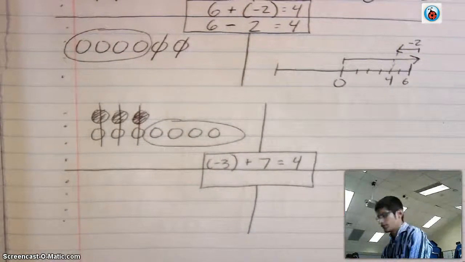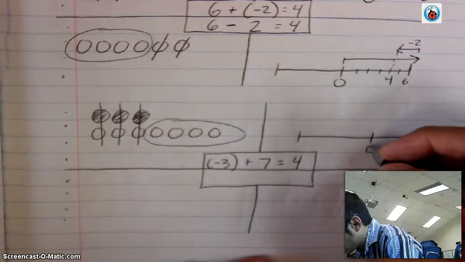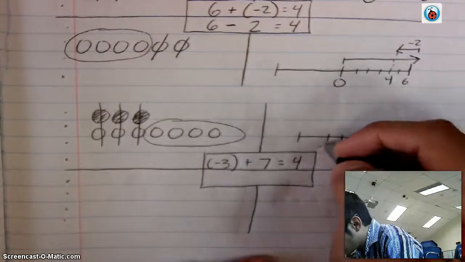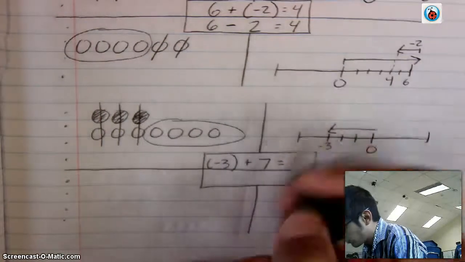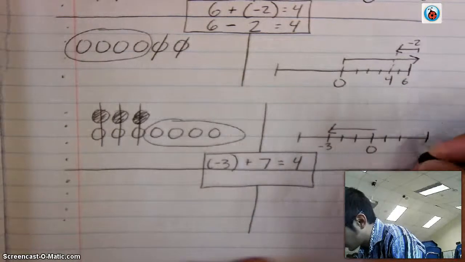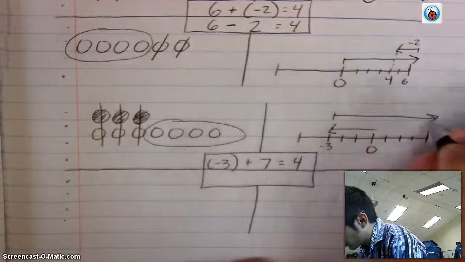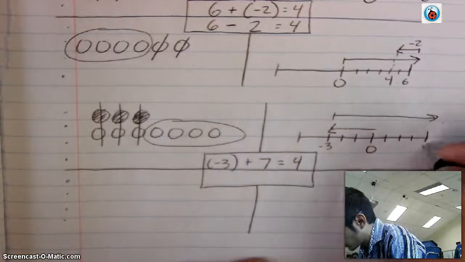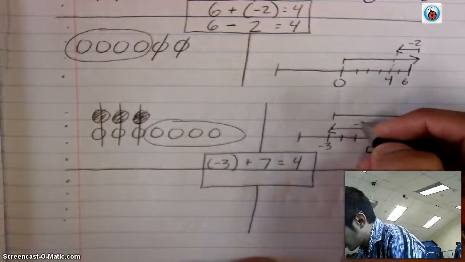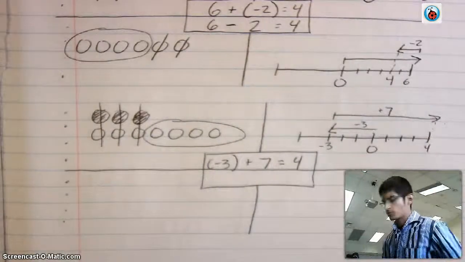Now let's draw this as a number line. I start at negative 3: 1, 2, 3. Here's negative 3. And I'm going to go forward 7 spaces: 1, 2, 3, 4, 5, 6, 7. And this number is 1, 2, 3, 4. Positive 4 is my answer. So I went back 3, and then I went plus 7. So negative 3 plus 7 is positive 4.